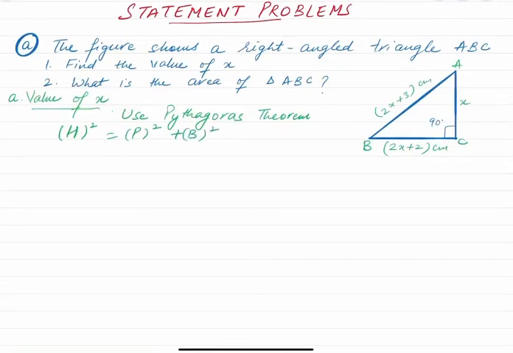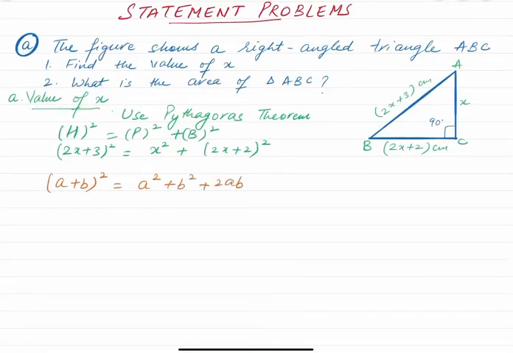Which is the hypotenuse, perpendicular and base here? We can see that the hypotenuse is AB, so we can write AB square equals BC square plus AC square, and put in the values. AB is the hypotenuse, so (2x plus 3) whole square; the perpendicular is x square; and the base is 2x plus 2, which is (BC) whole square. Now we already know the formula: (a plus b) whole square equals a square plus b square plus 2ab.